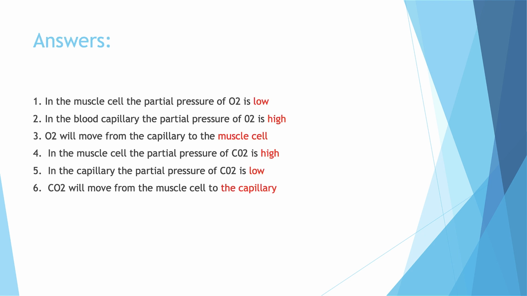move the video on. In the muscle cell, the partial pressure of O2 is low. In the blood capillaries, the partial pressure of O2 is high. O2 will move from the capillary to the muscle cells, and in the muscle cell, the partial pressure of CO2 is high. In the capillary, the partial pressure of CO2 is low, and CO2 will move from the muscle cell to the capillary.